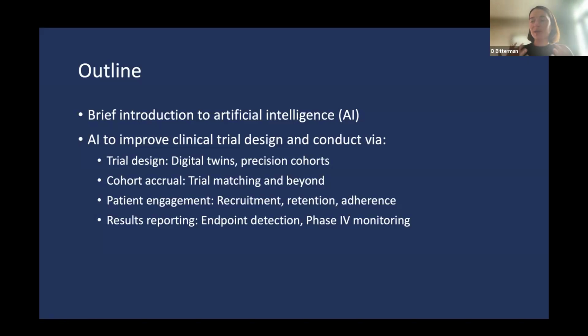Now, it's impossible to go over all the different ways that AI will interface with clinical trials, but I hope to at least start to give a sense of where we are and where we may be going in this area. So I'll touch on areas of trial design, cohort accrual, patient engagement, and results reporting. And then cross-cutting throughout, I will weave in some of the safety concerns and things to be on the lookout for and think about when you're considering integrating AI into your approach to developing and carrying out clinical trials.